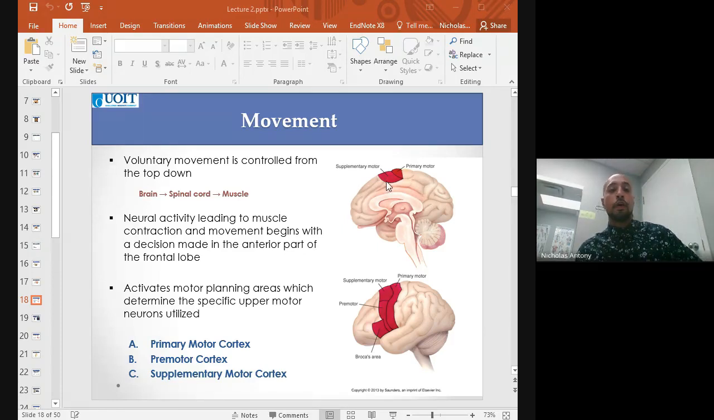Perfect, okay. So initially we make that decision to move in areas of the prefrontal cortex. So the front end, this is the front end of the brain. And so we're going to decide how to move based on our sensory information, based on what we decide we need to do and our motivations. But that information is going to be sent to our motor planning areas. And it's these three motor planning areas that coordinate what neurons to fire to flex specific muscles in a certain way to interact with the environment as we see fit.